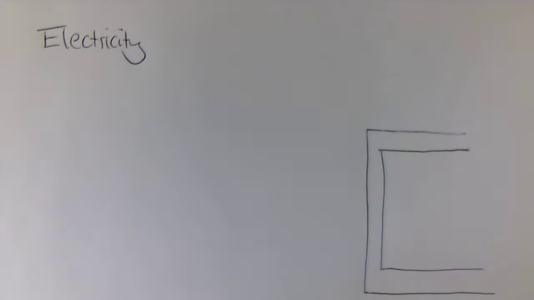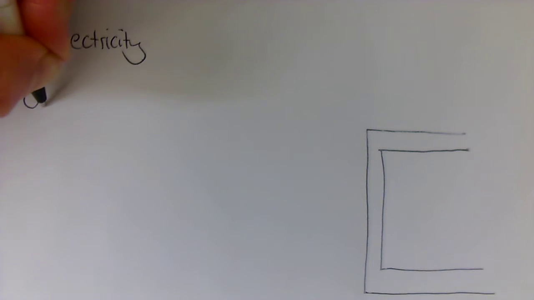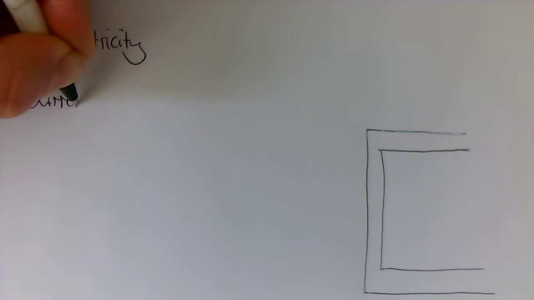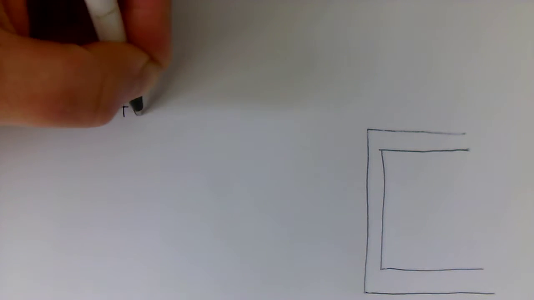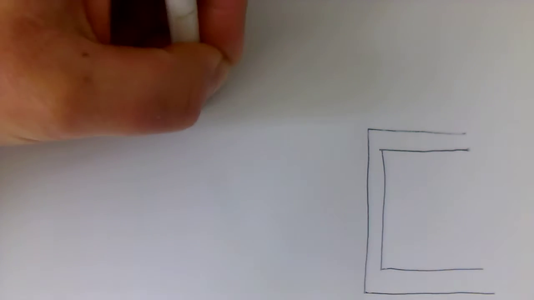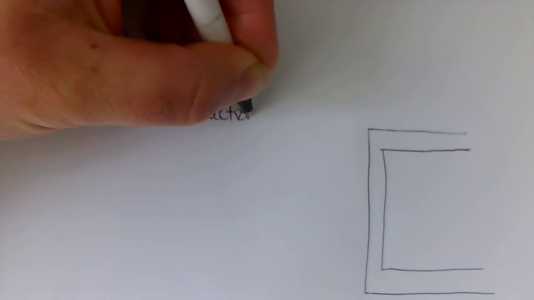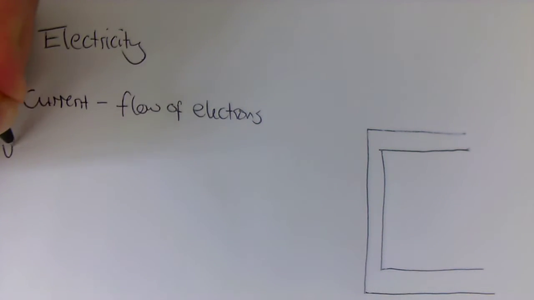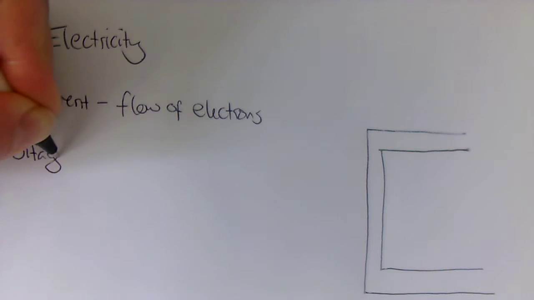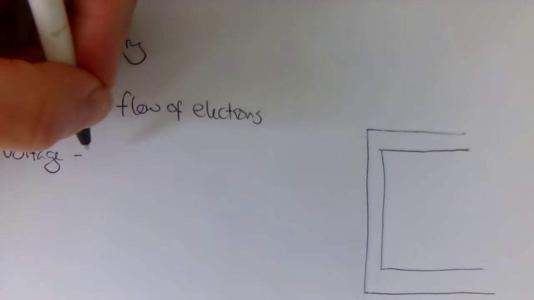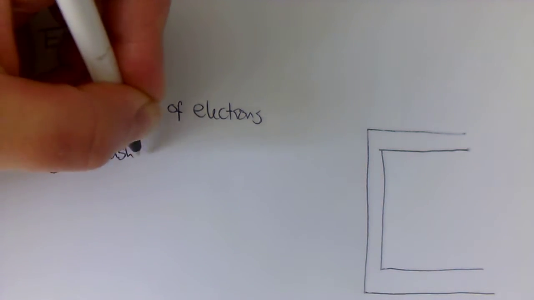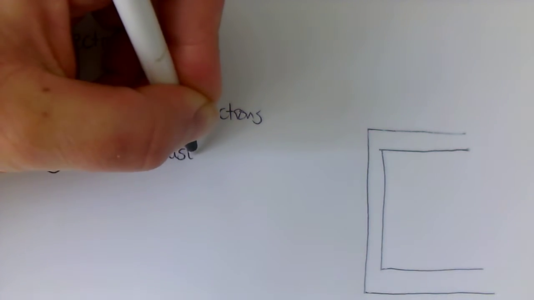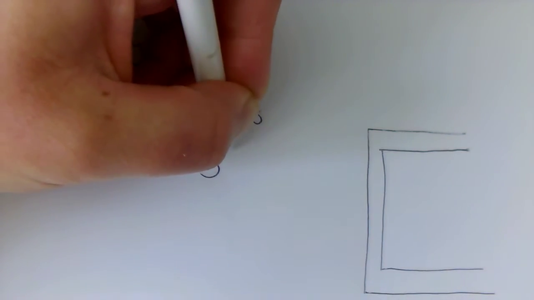So this is going to be your quick tutorial on electricity, just trying to make it clearer and more visual. So electricity, we need to know current as our flow of electrons. We need to know voltage as the push causing the electrons to move.